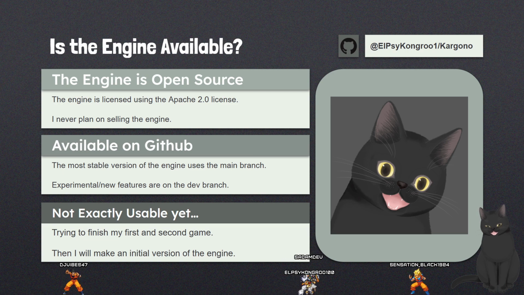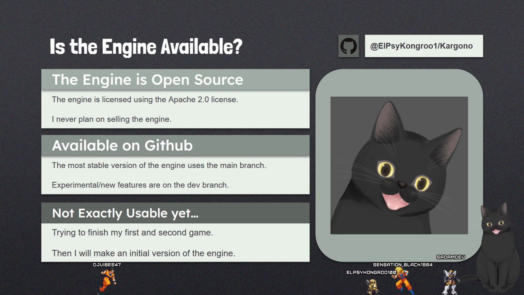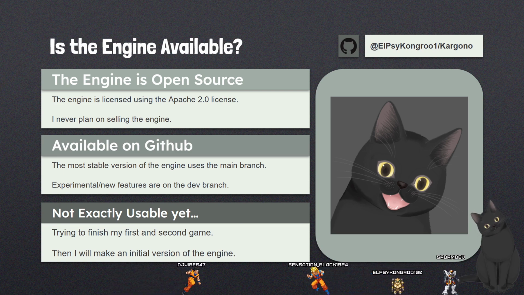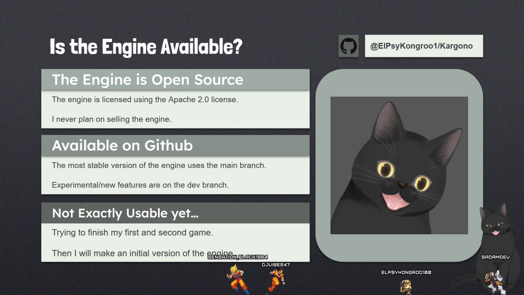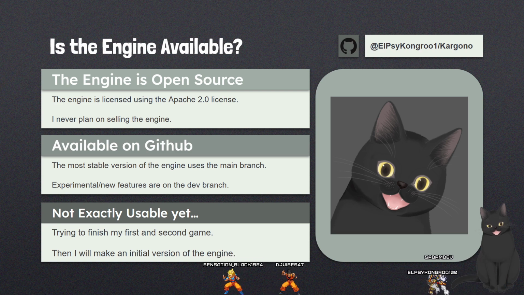Let's see. It's available on GitHub. The most stable version is the main branch, and newer features that I work on typically on stream get pushed to the dev branch. So if you want to see the most recent pushes, it's on the dev branch, right? And it's not exactly usable yet, I think I said that, but I'm trying to make the first and second game, and then I'll post the initial version of it, probably a 0.1.0 version, maybe in the next few months. Just depends how making the first two games goes.